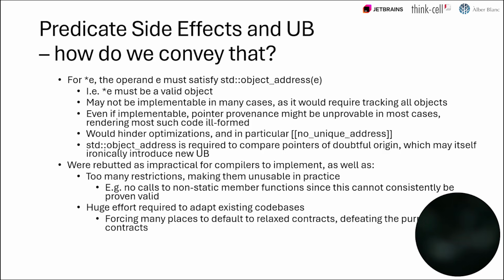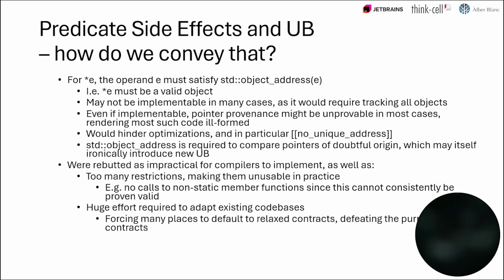Another big issue is that one of their limitations would have been that if you pass in an object via a pointer, then you must be able to prove via something called stored object address that there is a valid object residing there, not just that the pointer is not null. And that is a big issue. It means that must be provable. You must be able to track all the objects. It's very doubtful that that's implementable.